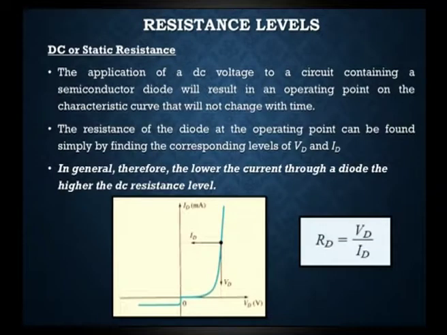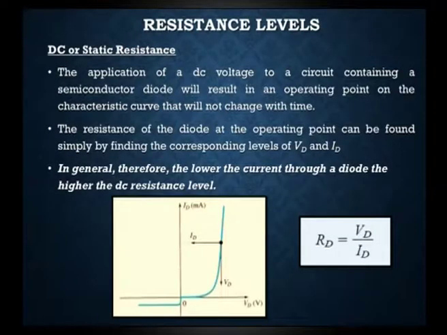So, first thing that we are going to discuss is resistance levels. There are two different resistance levels that we already said, that is dynamic and static resistance. The very first type is DC or static resistance. DC in the sense that the resistance is due to the direct current. Whenever the direct current is given, the resistance will occur. That resistance is called a static resistance. Why is it a static resistance? Since the resistance occurs due to the direct current, it is called static resistance.